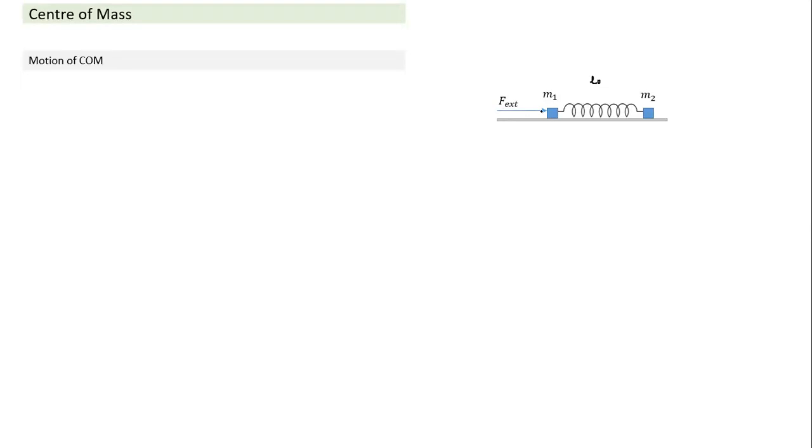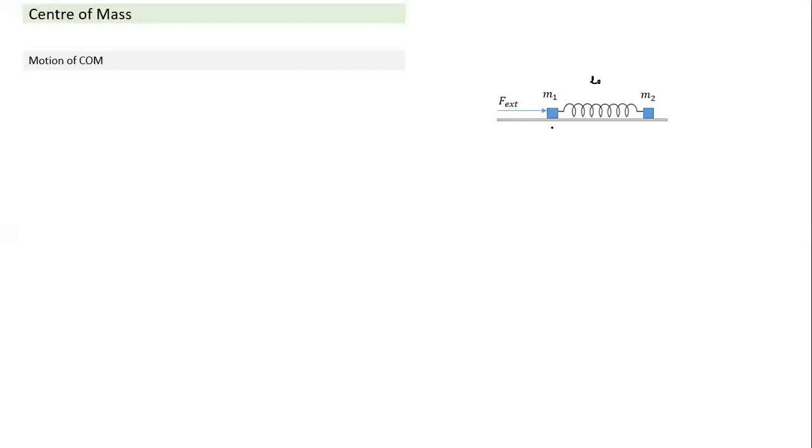If I apply a force here, we very easily understand that the spring will start getting compressed and the spring length will keep changing. It will have a little complex kind of motion. This kind of motion, the moment we look at the two objects separately, we'll see it later, is not so easy to comprehend.